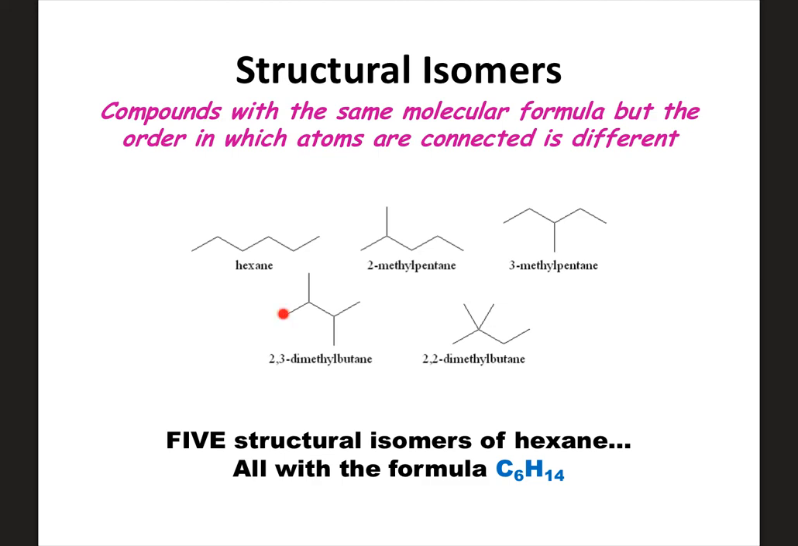Down here, we have a 4-carbon chain, and then we have 2 carbon groups sticking off of the middle carbon atoms. And here we have another 4-carbon chain, but then 2 carbons are hanging off of the second carbon in that chain. So if you notice, they all have the exact same formula. They all have C6H14, but the only difference here is the way in which they are connected to each other. So these would all be structural isomers of each other.